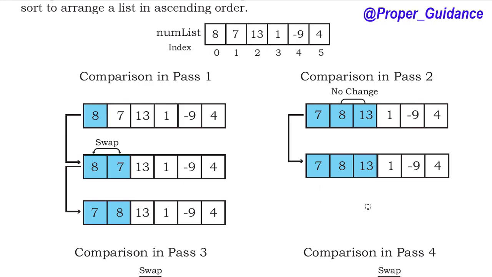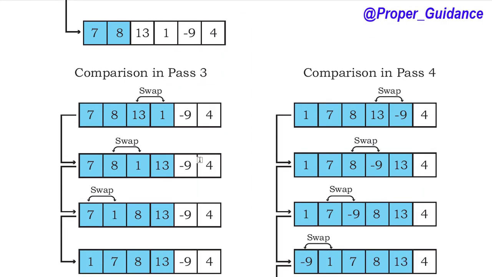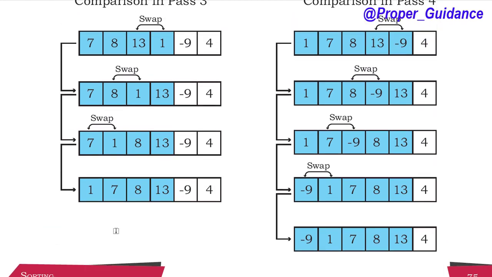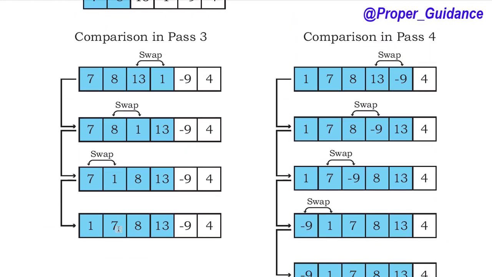This is pass number 2. Now comparison in pass 3. 13, 1. 1 is smaller. 1, 8. Again 1 is smaller than 8 also, and than 13 also, so swap it. 1 is here. Again 1 and 7. Swap it. 1 is smaller. So this is the comparison in pass 3.